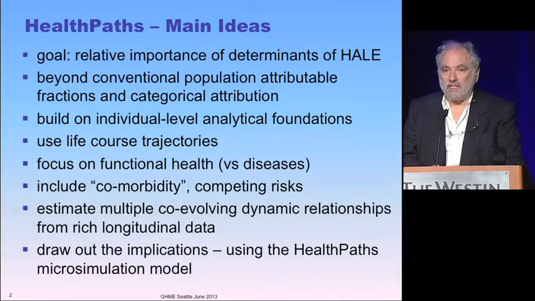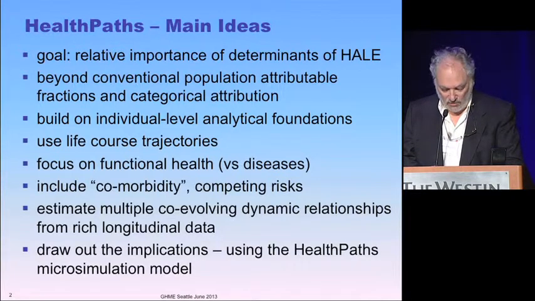Our goal is to assess the relative importance of different health determinants for health-adjusted life expectancy, or HALE. I want to go well beyond the usual approaches using population attributable fractions and categorical attribution. We're drawing explicitly on micro-level data in order to build up full life course trajectories or biographies of individuals. And we're going to focus on functional health, so this is very different from the GBD approach with its 1,100 sequelae. We're going to focus on 8 functional health status domains, and we're going to skip over disease entirely.